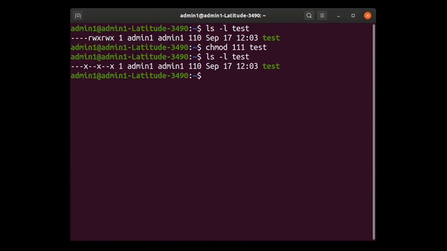So execute permission you can give, but it should make some sense. For this file test, what execute permission will you give? I cannot display the contents because this is a simple English text, so execute has no meaning. Execute permission should be given only to program files. So I cannot execute this particular file. Okay, good. Any other doubts, please?